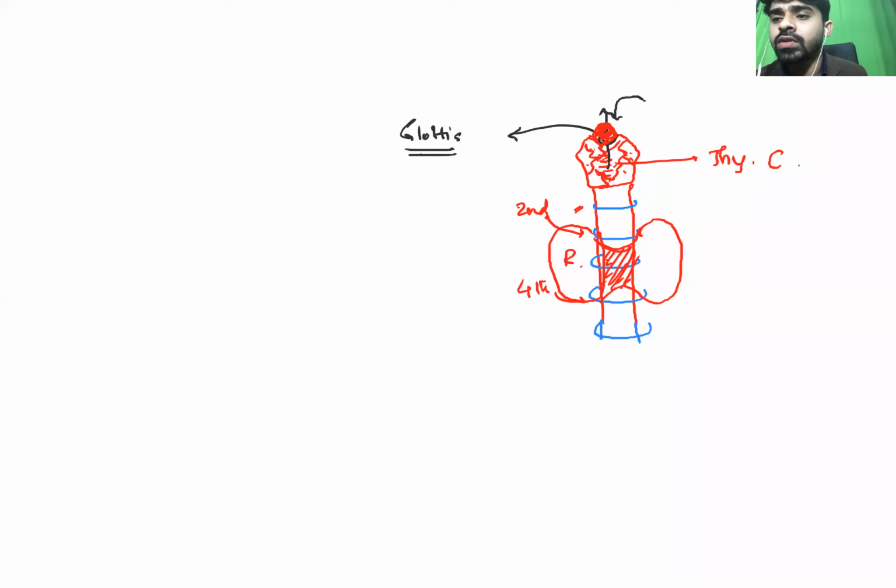This is the right lobe, this is the left lobe of the thyroid. It's a butterfly structure. You can imagine it in your own way. So this might be a butterfly. There is the isthmus or bridging portion, and the other parts are like the glands.